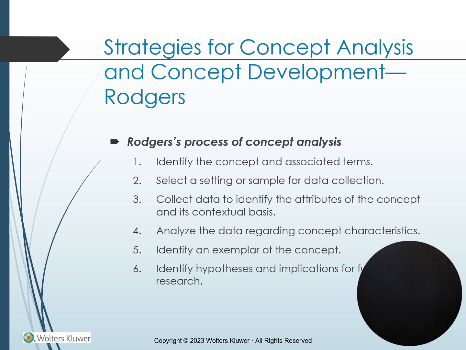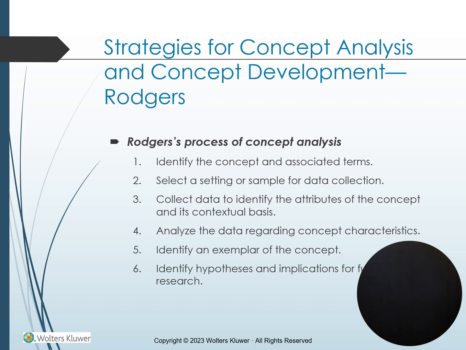Now, we also have a process by the theorist Rogers related to concept analysis. According to Rogers, he has 6 steps or strategies that you utilize when analyzing and developing a concept. The first step is to identify the concept and its associated terms. What other words, what other terms are utilized to relate to that concept, or maybe even used in place of that concept? Step 2 is select a setting or sample for data collection. Where can you collect information that's going to help you clarify the concept?